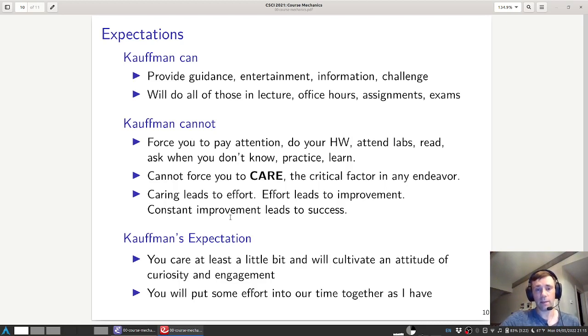So I expect that you'll care just a little bit. I don't care if it's a ton. I mean, clearly I'm a little bit weird because I care a lot. But on the other hand, if you cultivate an attitude of curiosity about this stuff and don't dismiss it outright, don't say, nobody programs in C, nobody programs in assembly, and engage instead and say, well, what if I did have to? What if I want to be able to? Then I think we'll get along smashingly.